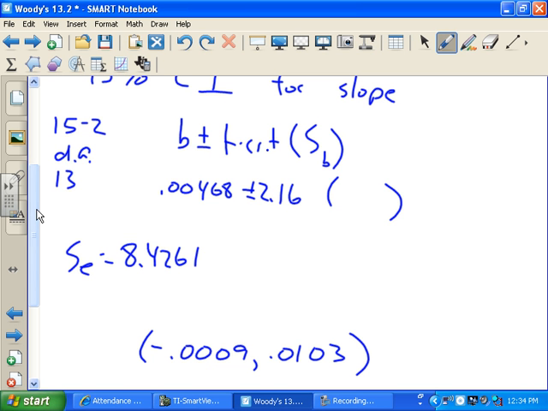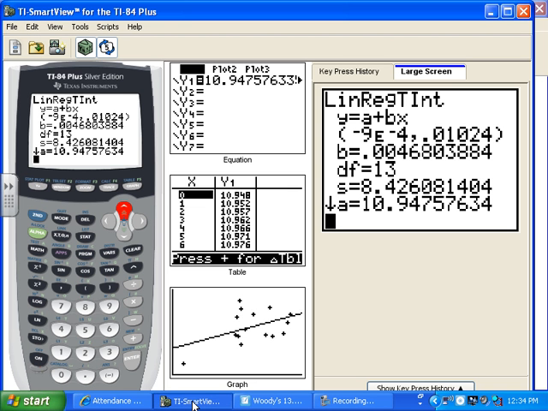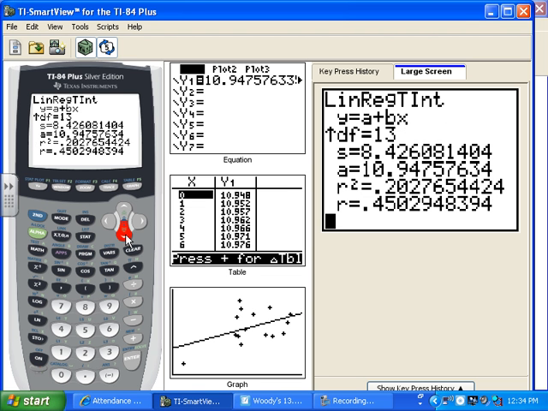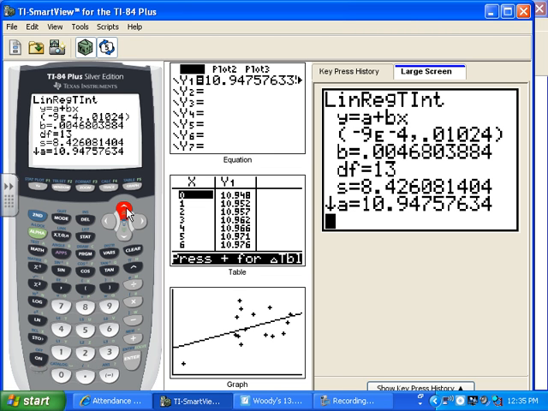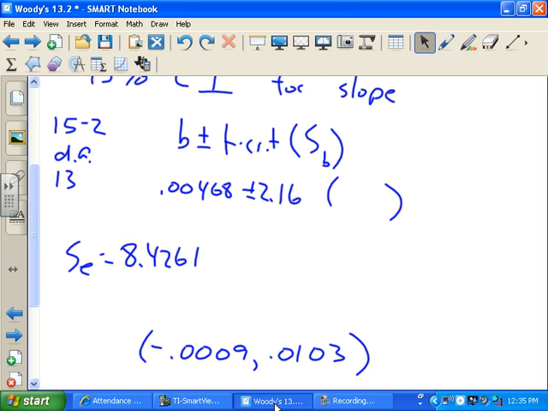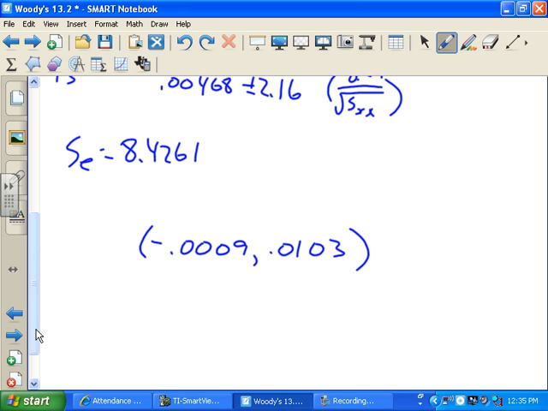What's that? Does it do it in that one? But it doesn't do it in this one, right? Well, what version is that? You've got an 89. So the 89 gives you standard error for slope. So if you also have one of the Inspires, it'll give you standard error for slope. So this one doesn't. And if this was an actual AP exam, I would just do this, and then just report the interval.